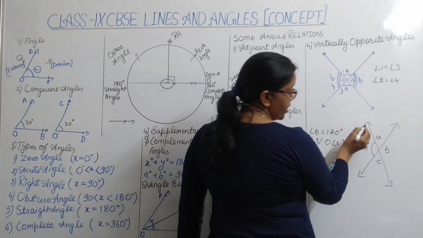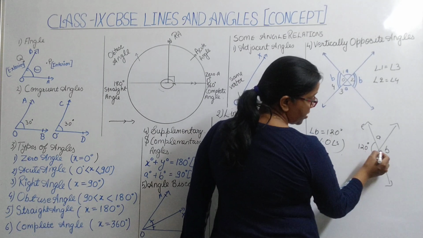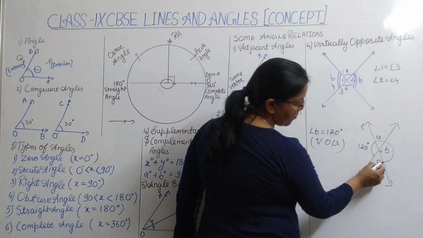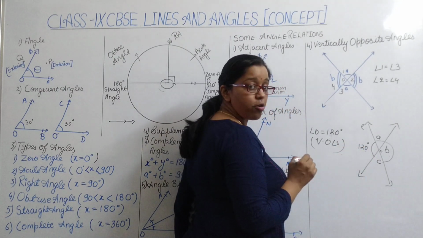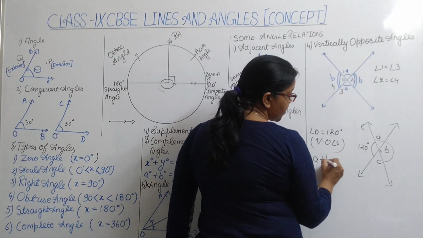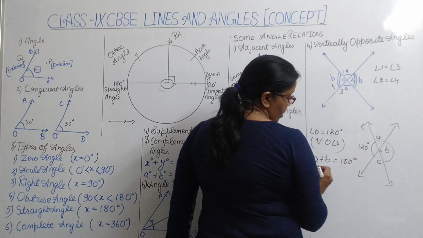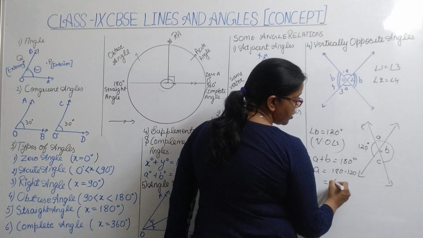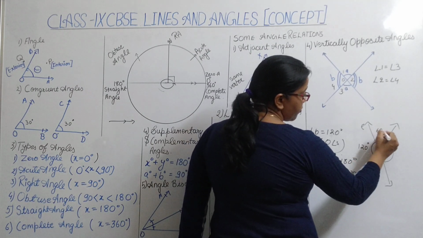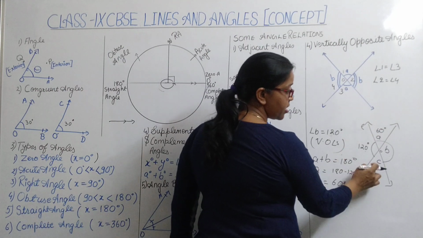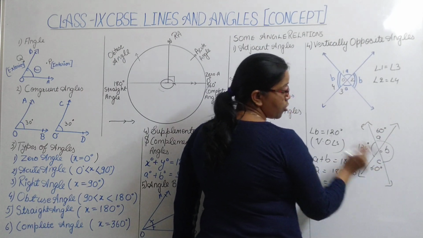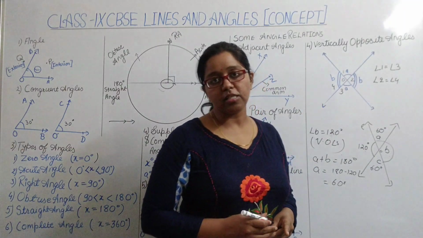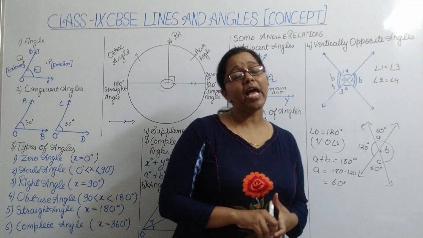Now suppose this is a line L and this is point O. Here these two angles' sum is becoming 180 degrees, a linear pair of angles. So we will write A plus B is equal to 180 degrees. So A will be equal to 180 minus 120, which gives you 60 degrees. So this angle will become 60 degrees. If this is 60 degrees, this will also become 60 degrees because of vertically opposite angles. So this is the use of the vertically opposite angles property. Hope you all have understood.